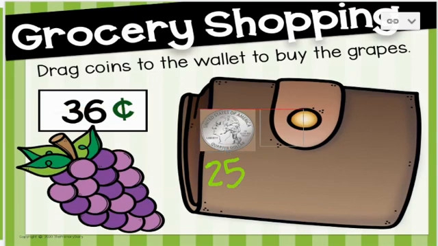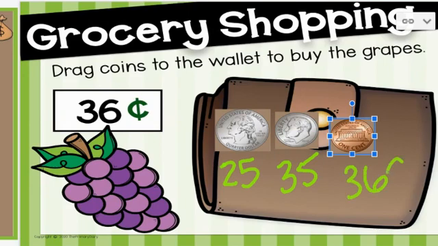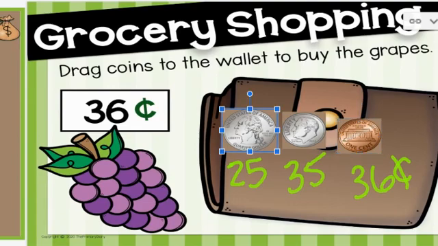Let's try a dime. If I put a dime in there, that's 10 cents, that's 35 cents. Oh my goodness, I'm almost there. I need to get to 36 cents, so I'm going to grab a penny. Here we go. There's a penny. And that takes us up to 36 cents. So to make 36 cents, I would use a quarter, a dime, and a penny. So go ahead now back to your slides and try some on your own.